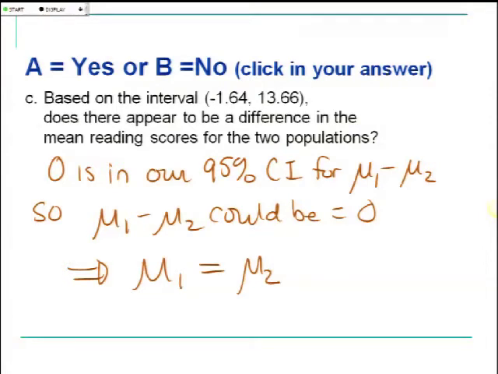Even though most of the values were positive, even if your interval goes just a tiny bit below zero, zero is still in that interval. And at a 5% level of significance, matching with our 95% confidence, we would have to stay with H-naught here, that the two population means are the same. We could not reject that theory. There does not seem to be a significant difference between the two mean reading scores for our two populations based on our data. Good. So we've actually already informally done a test of hypotheses here too, the two-sided one.